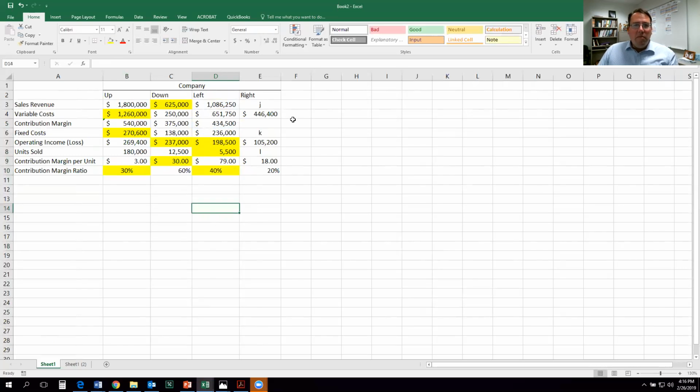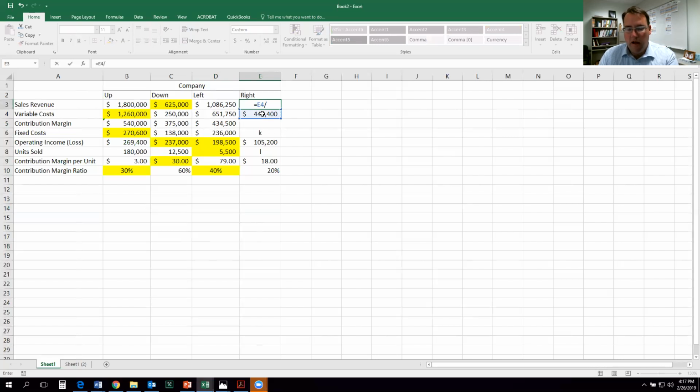All right, the last one, the right company, I have to do the same thing I did over here on the down company to figure out my sales revenue, which again is to recast that algebraically and say, hey, this equals my variable cost divided by 1 minus my contribution margin ratio. Once I have that in place, I can calculate my contribution margin by saying sales revenue minus variable costs. Now I know my contribution margin, and I know my operating income.